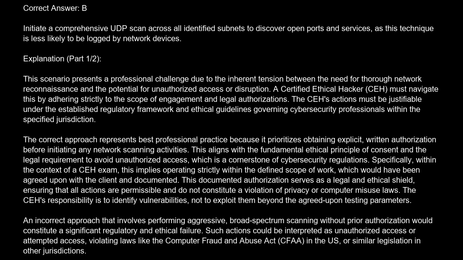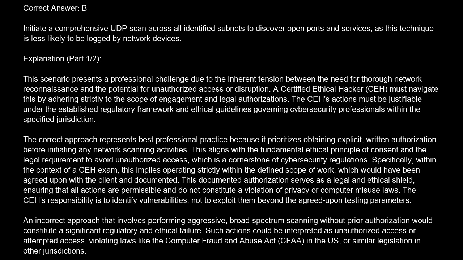A certified ethical hacker, CEH, must navigate this by adhering strictly to the scope of engagement and legal authorizations. The CEH's actions must be justifiable under the established regulatory framework and ethical guidelines governing cybersecurity professionals within the specified jurisdiction. The correct approach represents best professional practice because it prioritizes obtaining explicit, written authorization before initiating any network scanning activities. This aligns with the fundamental ethical principle of consent and the legal requirement to avoid unauthorized access, which is a cornerstone of cybersecurity regulations.